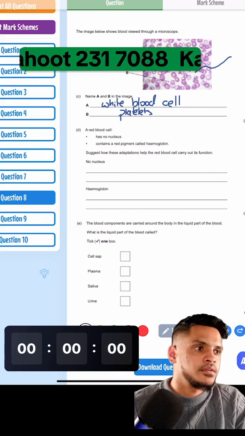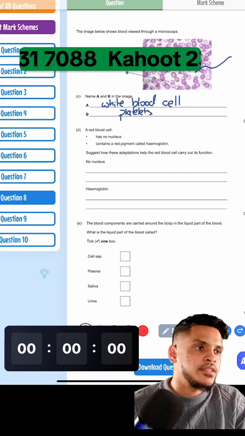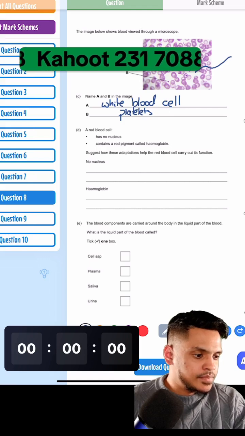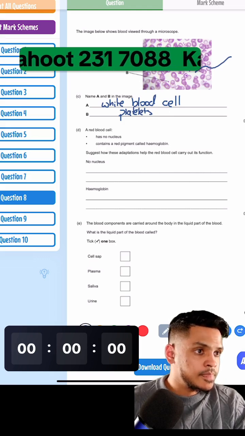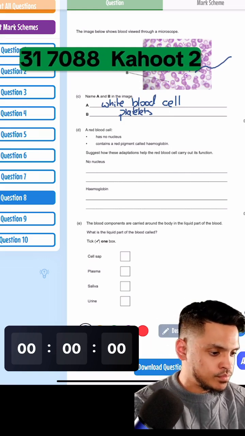Well done. That's what I like to see, everyone supporting each other, trying to get through these GCSEs. Okay, let me write the next pin down. So this pin is 2898741.